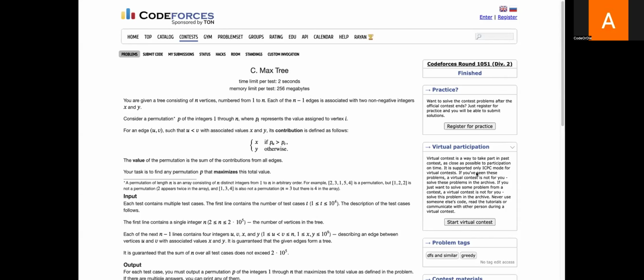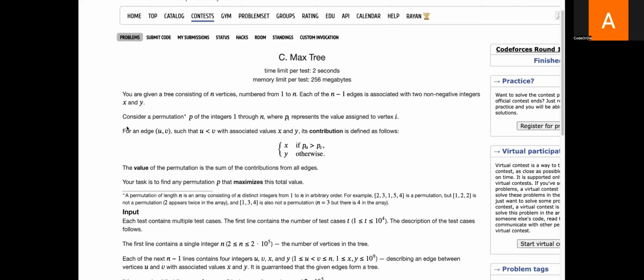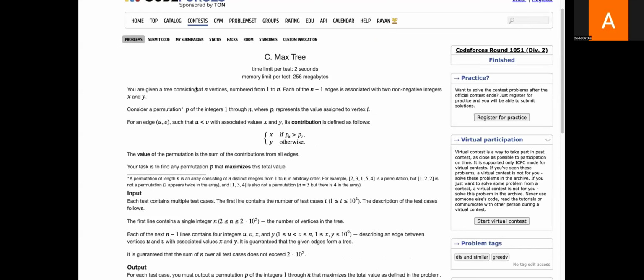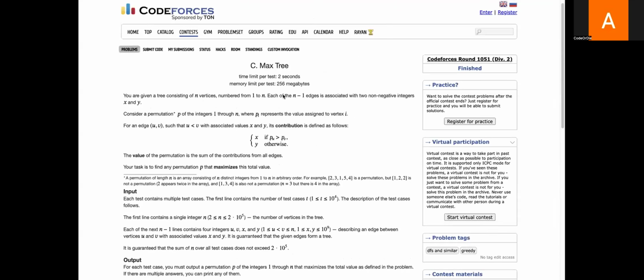Hello everyone. So this is problem C of Codeforces Round 1051, and we are given a tree of n vertices numbered from 1 to n, and of course it will have n minus 1 edges, each associated with two integers x and y. So okay, let's see what those two integers are and what their importance is.